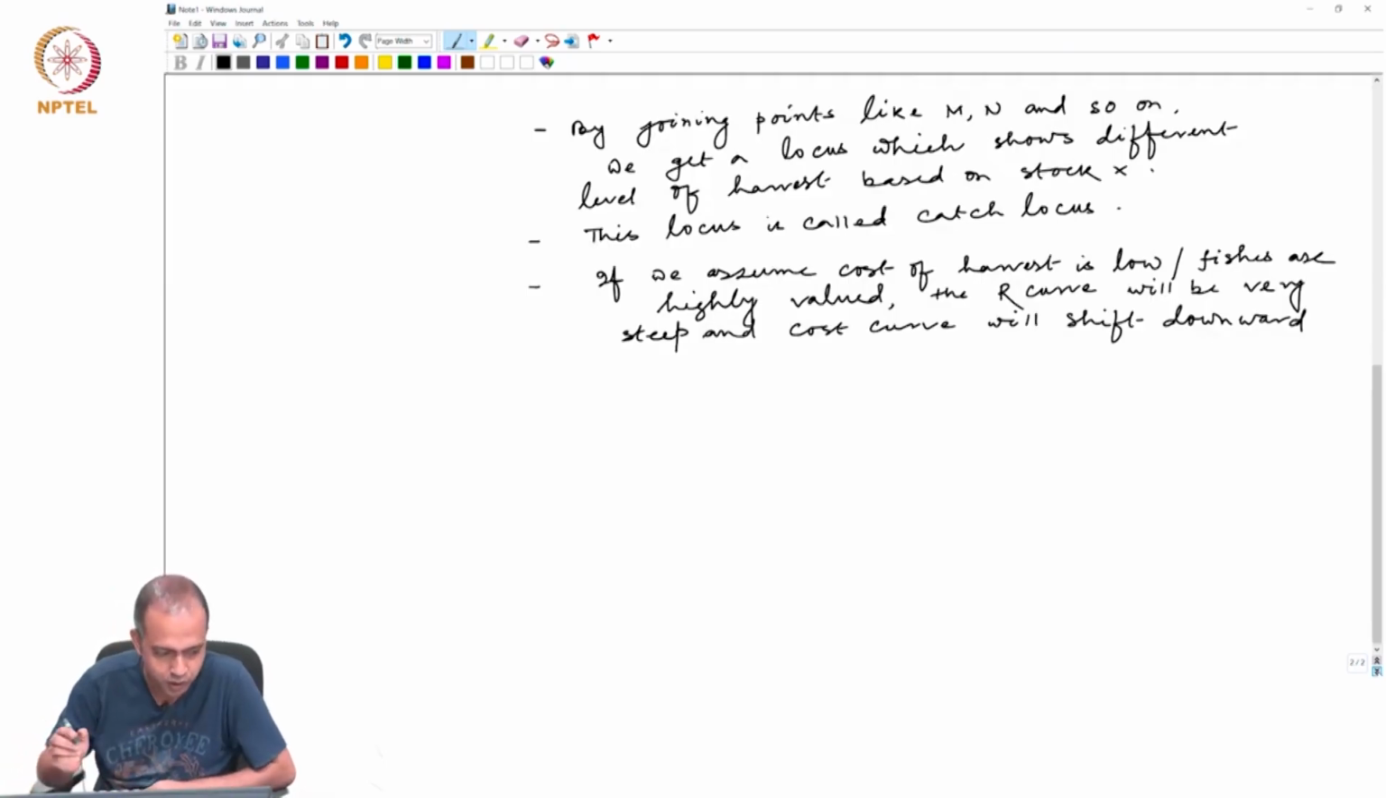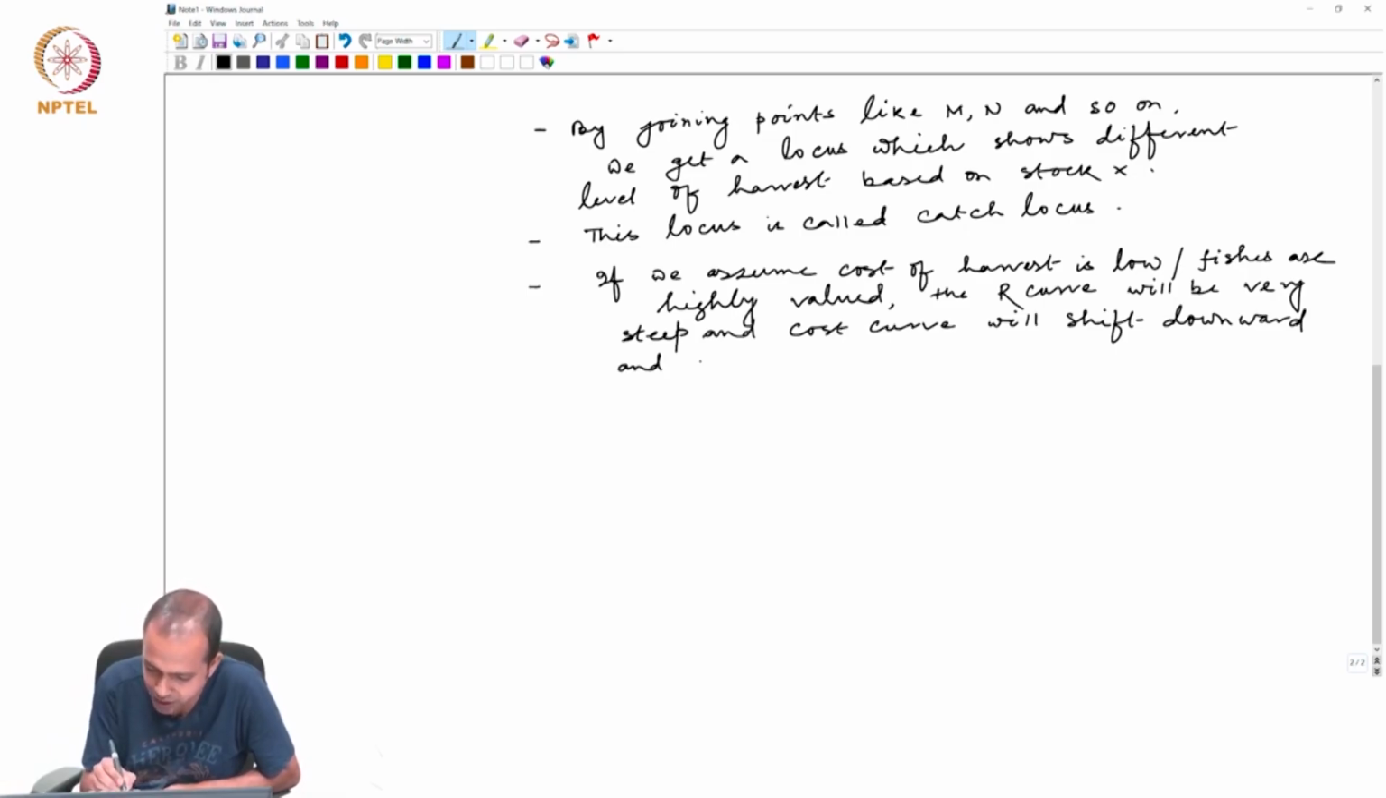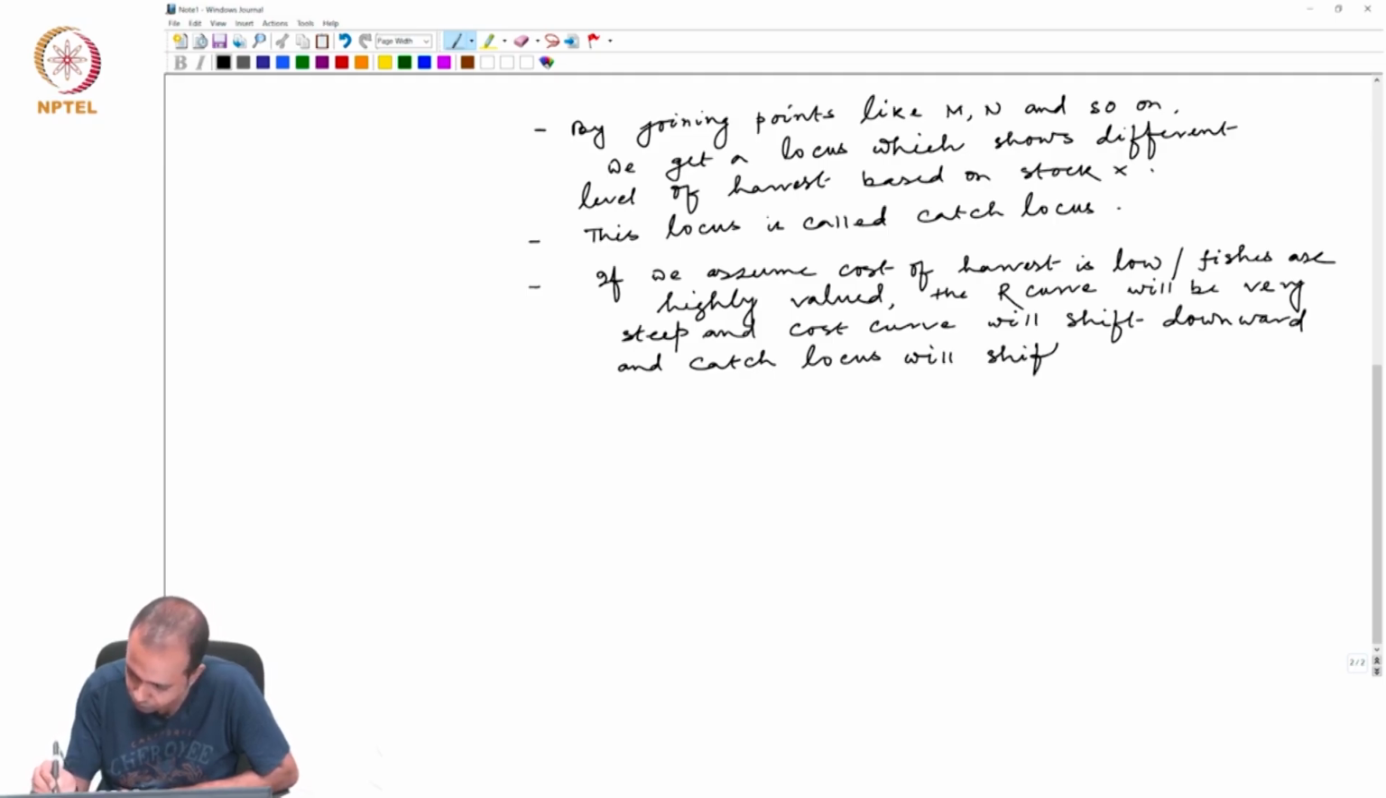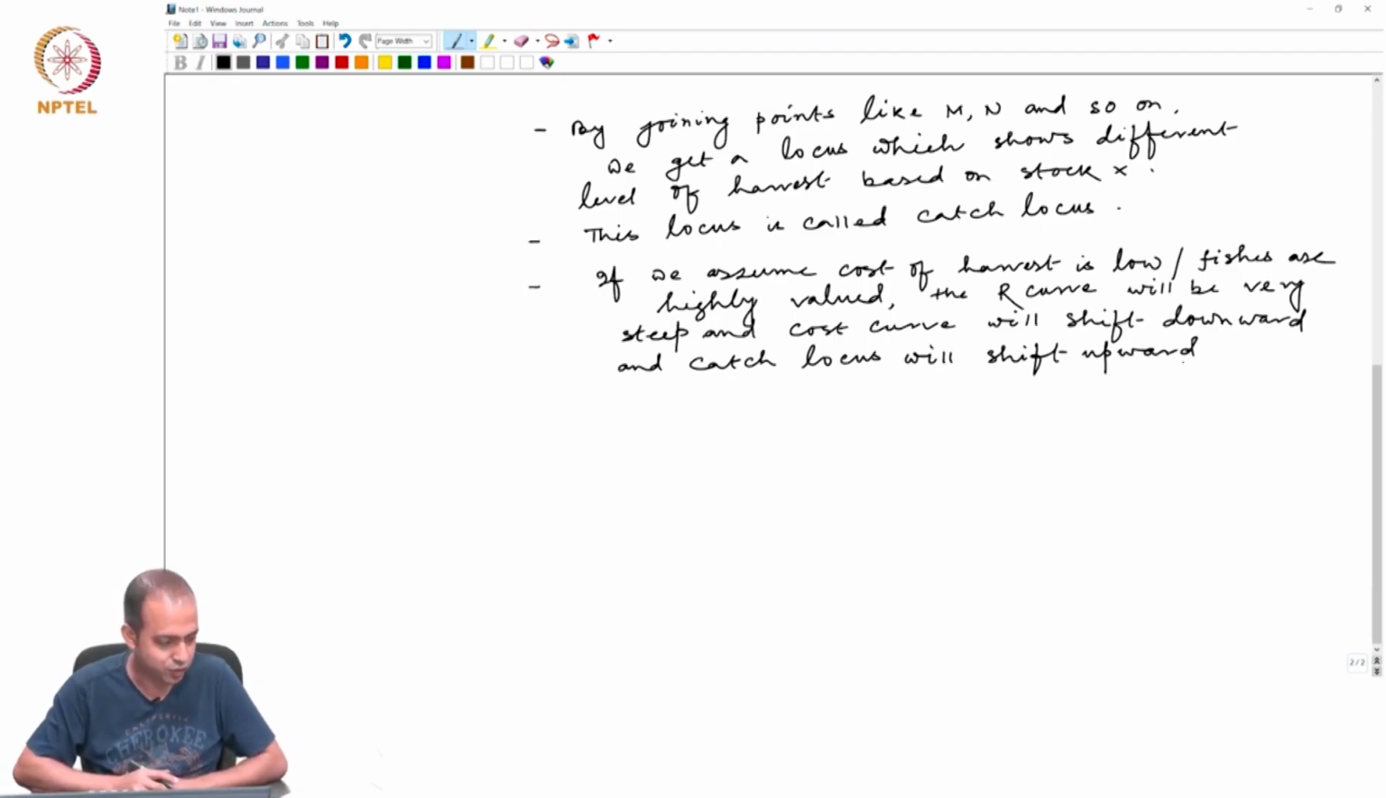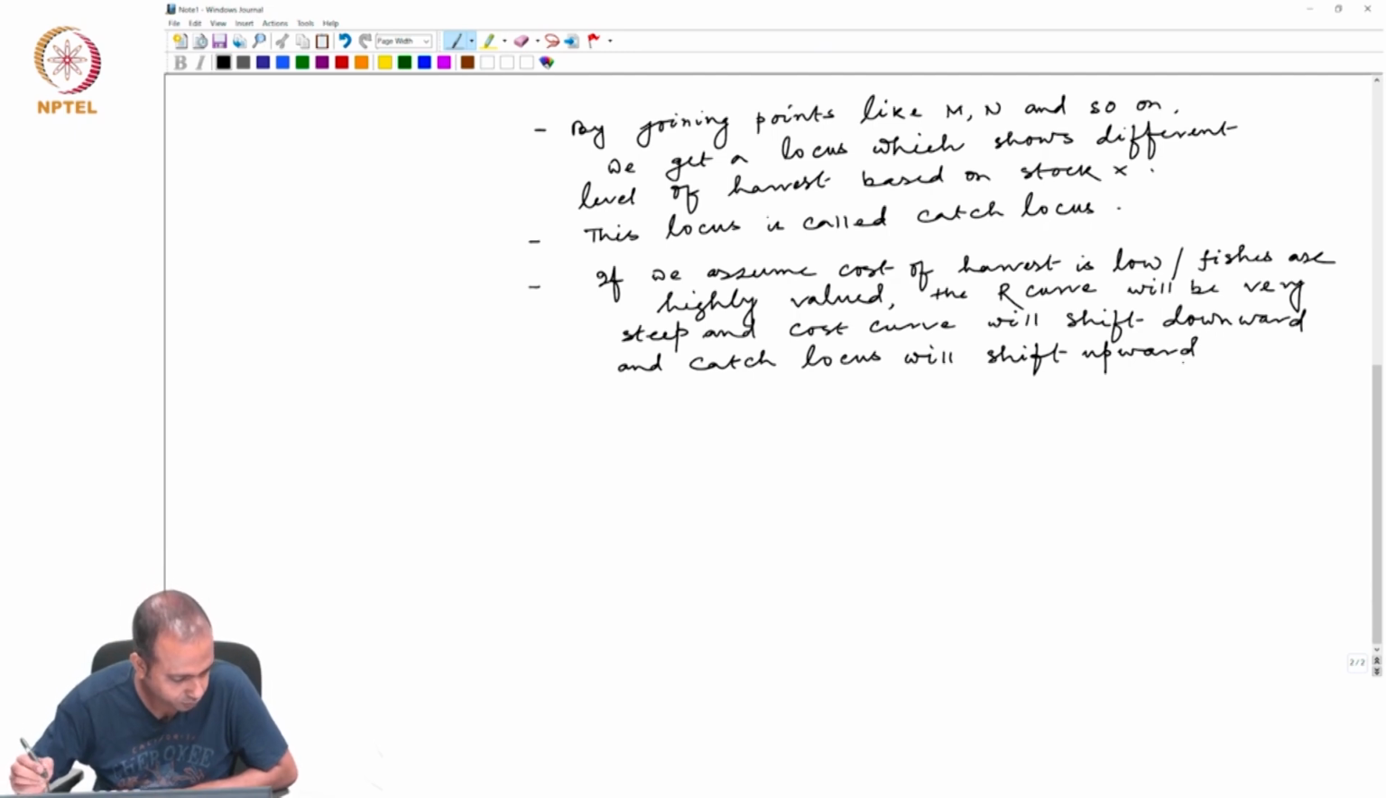So, what will happen? The cost curve will shift downward and the catch locus will shift upward. Okay, the catch locus will shift upward.